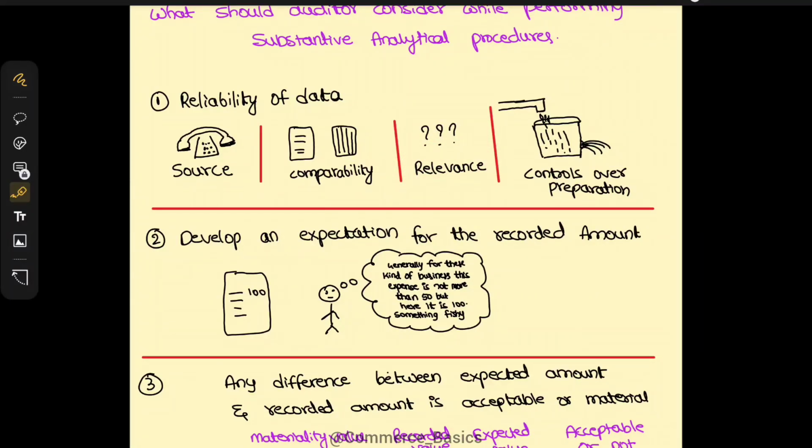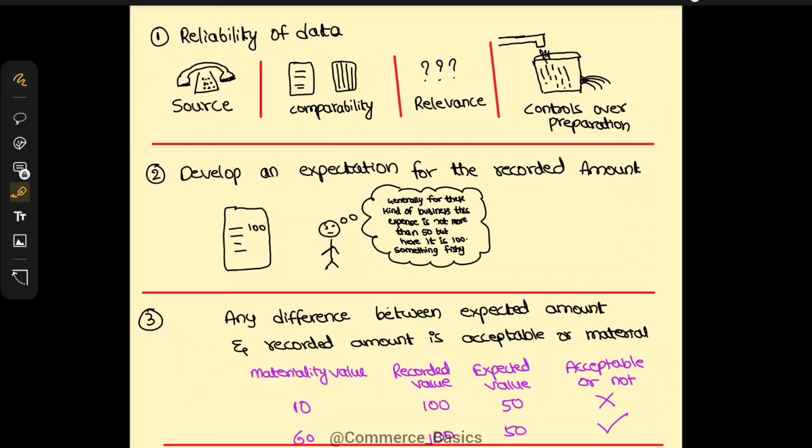And the final thing is controls over preparation, like the data which he got, when they are making the data, whether the controls are weak or not, whether the controls are strong or weak. If the controls are weak, obviously they can manipulate the data. If the controls are strong, then the auditor can place reliance. That is the first thing the auditor has to check.